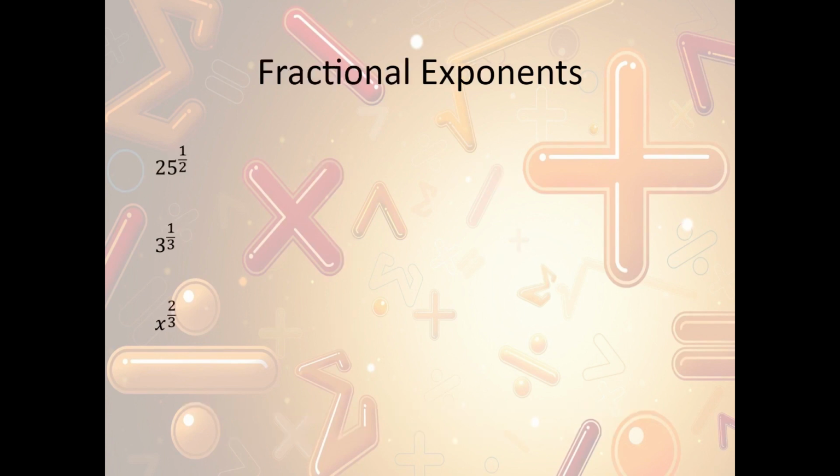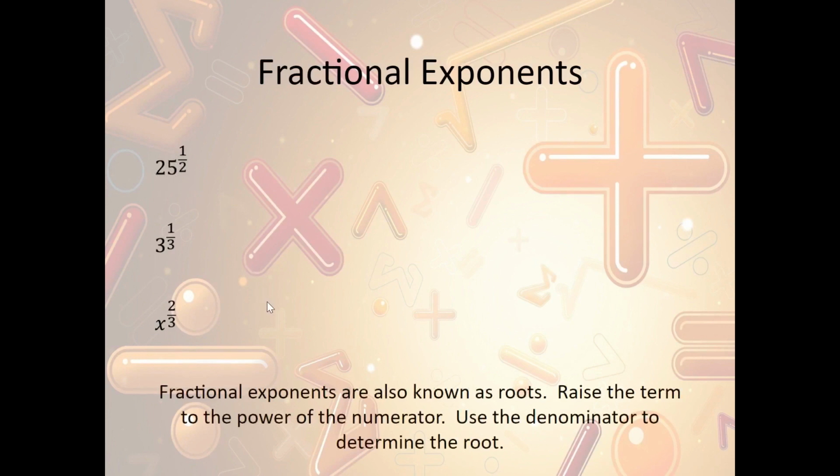Now let's take a look at fractional exponents. For instance, we have 25 to the 1/2 power. So what we're going to do is take the base number, 25, and raise it to the power of the numerator. So it would be 25 to the 1st power. And then the denominator is going to make up the root we're going to take. So in this case, it'll be the 2nd root or square root.